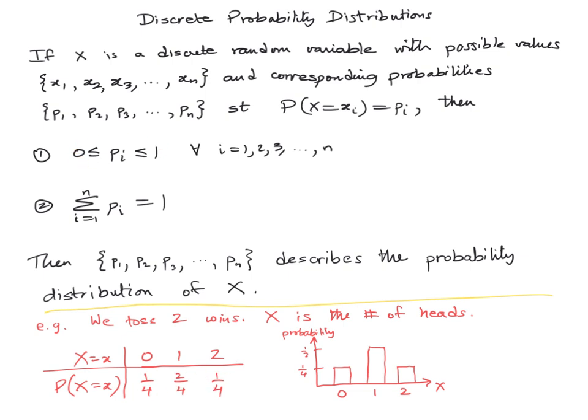And if you add them all up, you get 1. 1/4 plus 2/4 plus 1/4 is equal to 4/4, which is equal to 1. So this is indeed a probability distribution, and it represents the probability of getting 0 heads, 1 head, or 2 heads when we toss 2 coins.